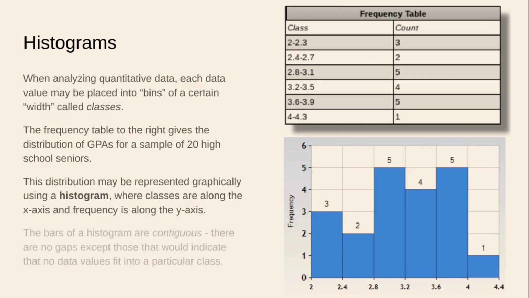The bars of the histograms are, we would say, contiguous. There are no gaps except those that would indicate that no data values fit into a particular class. So for example, say there were no data values in this second class right here. Say we had a 0 instead of the 2 here. Well, then there would be no bar. Well, does that mean that we scrunch this side of the data right up next to our 2 to 2.3 class? No. We would want to leave it empty, all right? That's important in our data analysis.